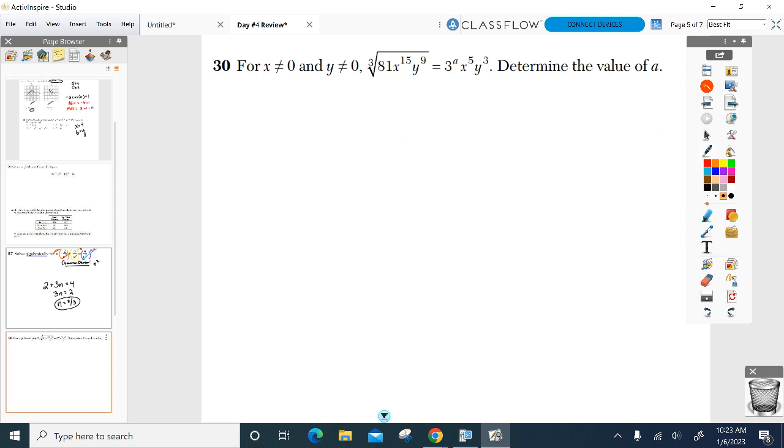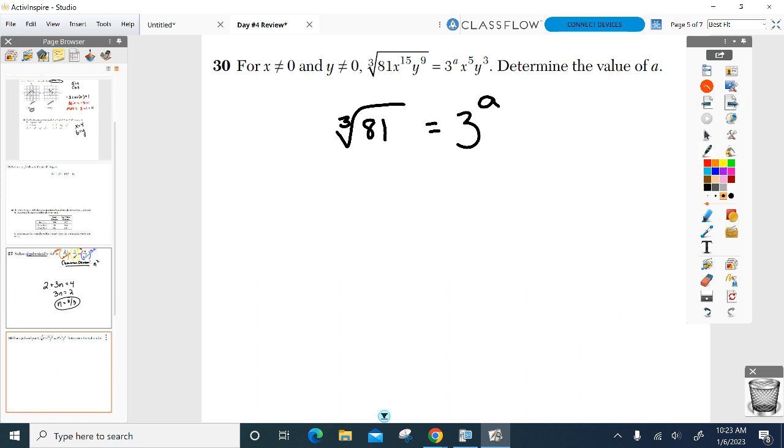What's the only thing they didn't take care of inside the radical? What's the only thing they didn't touch yet? The 81. Everyone agree? They didn't touch the 81. So what they're saying here is the cube root of 81 is going to be equal to what on the right side? 3 to the a. Not 3 to the 4. 3 to the 4 is 81, not the cube root of 81. 3 to the a, and that's what we're solving for.